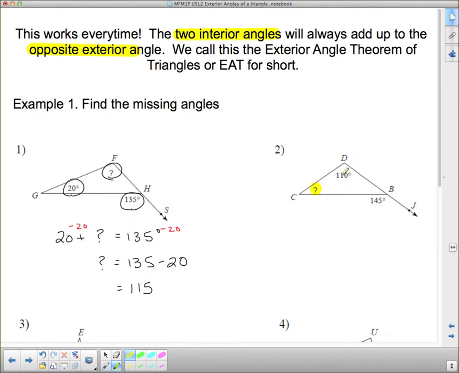I know that these two angles have to add up to this one. So once again, I've got question mark plus 110 has to add up to 145. So in order to figure out what the question mark is, I just need to subtract 110 from 145. So to figure out the question mark, I do 145 minus 110, which is 35 degrees.